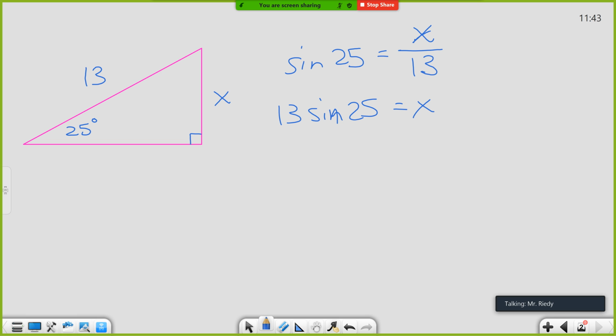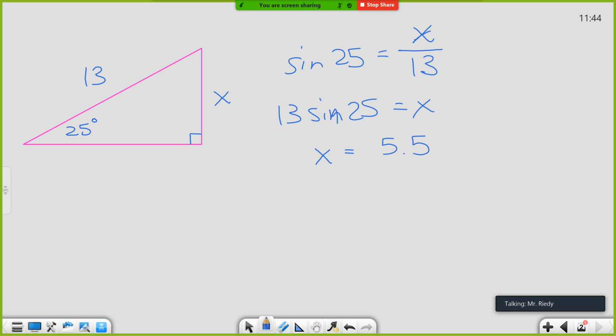Now, this is where you pick up your handy-dandy calculator. You do 13 times the sine of 25, close parentheses. And Natalia, tell me what you get for an answer, please. Do you want me to put it in my calculator? Please. I got 5.4940374743. Outstanding. We're going to round that to 5.5. Well done.